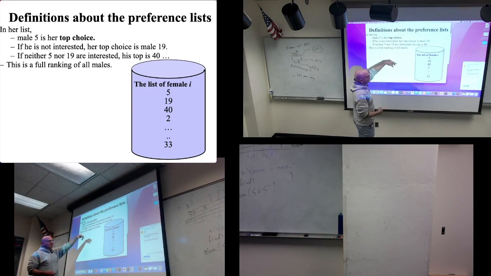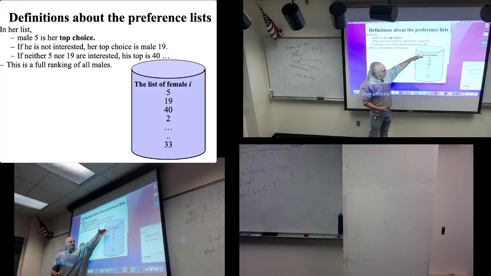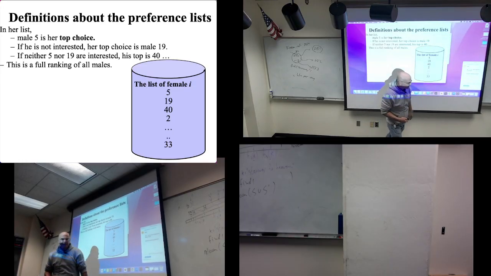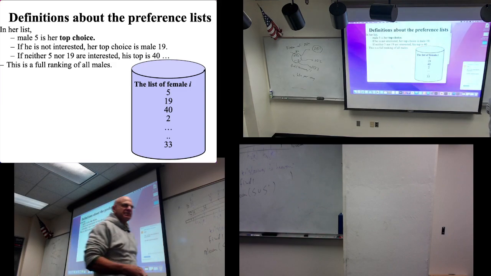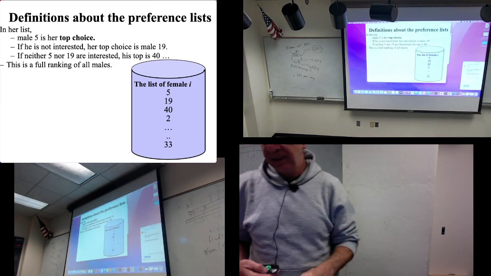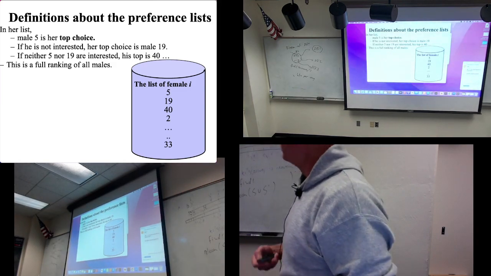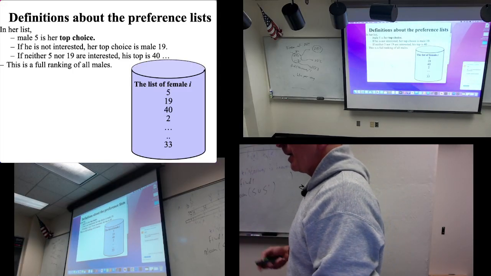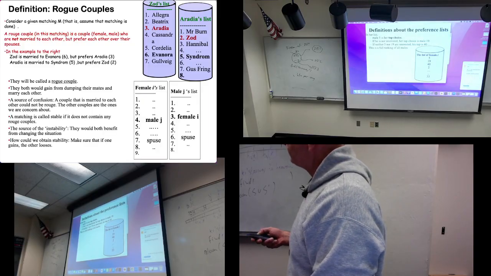Just as we will see in pictures of preference lists, the preference list of female I would be: 5 would be her top choice, if not available, male 19 will be the next one. If male 19 is not available, then she will take male 40, and so on. So that's how we understand the preference list of each person, and there are no ties, right? And everybody is ranked by everybody else.